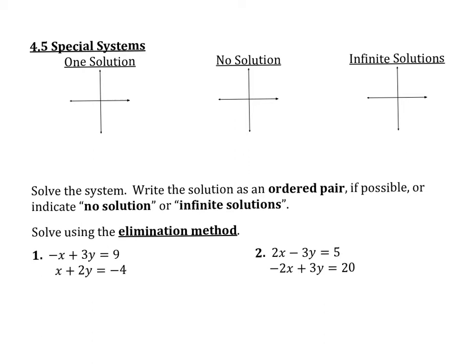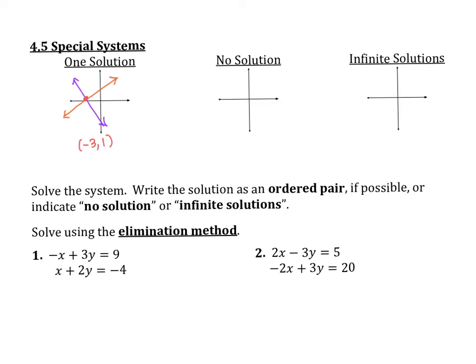Section 4.5 is going over special systems and also reviewing the methods we've learned for solving systems of equations. Some of these special systems we've already worked with before. The first type of system is one that has one solution, and that's most of the ones we've done before. Say I had a line going here and a line going here. Because they intersect at exactly one point, this has one solution. It's normally written as an ordered pair. So maybe -3, comma 1. I'm just making that up.